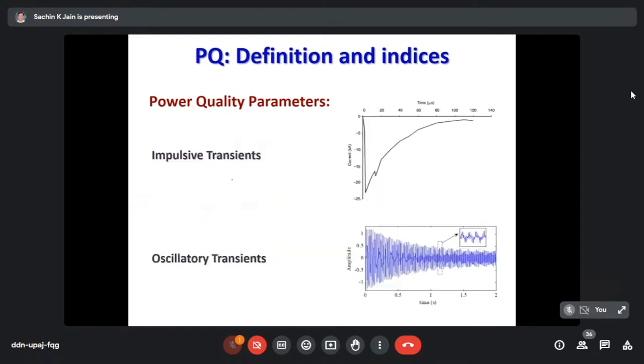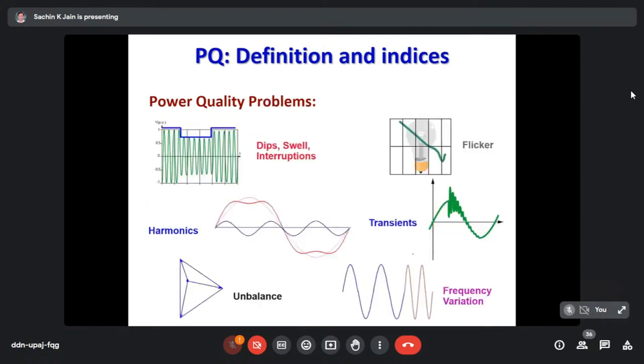Then impulsive transients could be there. Some oscillatory transients like this could be there. All these are basically the power quality parameters: sags, swells, flicker, transients, frequency variation, unbalance, harmonics. So these are different power quality problems that we encounter.